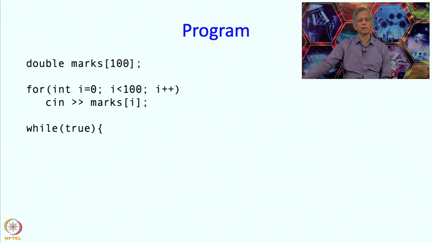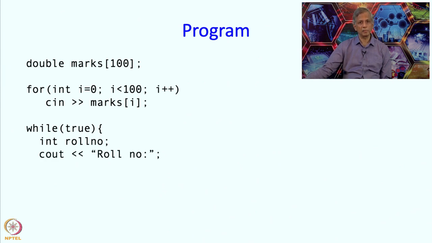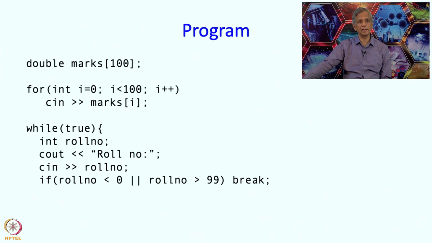Then there is the loop in which we wait for students to come and type their roll numbers. For this, let's say we have a variable called rollNumber, and we will print out a message saying "roll number". This will be a cue to the students to type their roll numbers. Then we read in whatever the students type. Now if they have typed a valid roll number, we should print out the corresponding marks. So if rollNumber is less than 0 or greater than 99, that is an invalid number. In that case, we stop execution, so we break out of this loop.